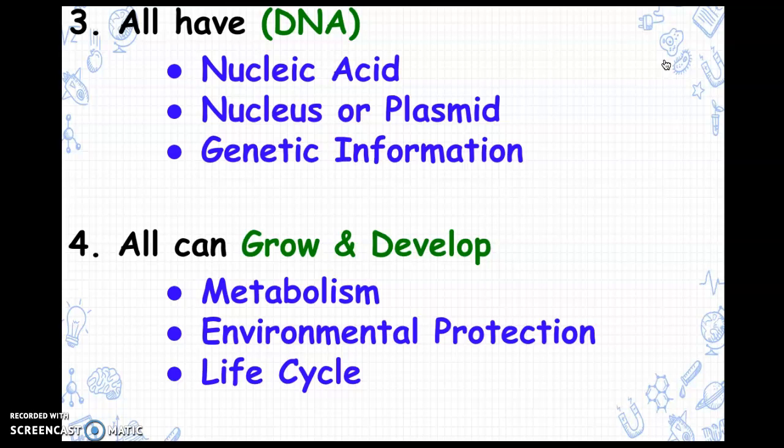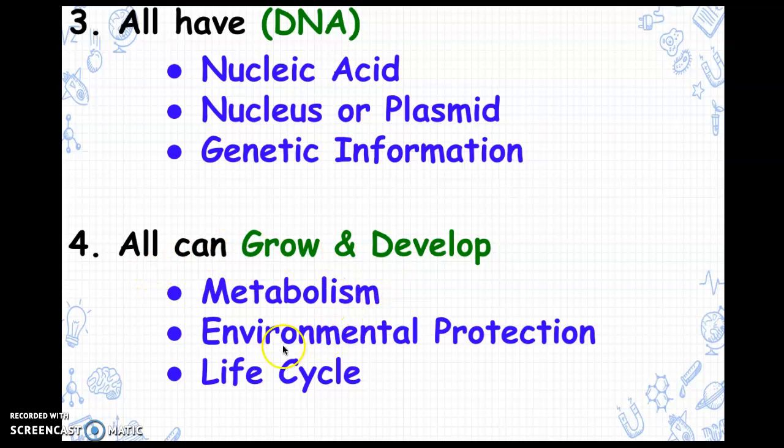They all must have DNA, which is nucleic acids. They must have a nucleus or a plasmid. Eukaryotes, like humans, have a nucleus in our cells. Bacteria contain their DNA in a plasmid, which is, all of these things are genetic information.